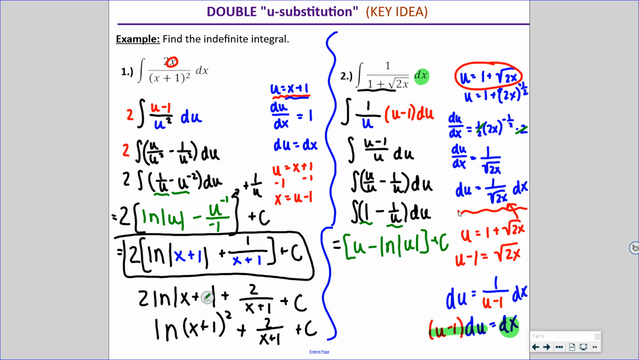And then we just resubstitute in what we let u be, which was 1 plus the square root of 2x. Okay. So 1 plus the square root of 2x, minus the natural log of the absolute value of 1 plus the square root of 2x, plus C. Make sure that's right.